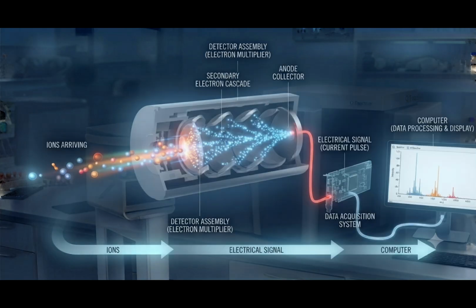Detector. After separation, the ions reach the detector. The detector converts the arrival of ions into an electrical signal. The intensity of these signals is related to the abundance of the ions. The data system then processes these signals and generates the final mass spectrum.